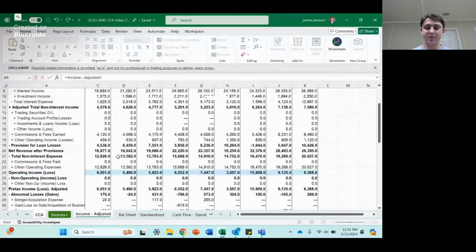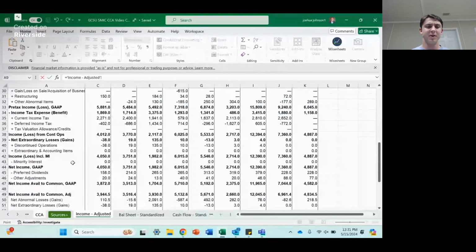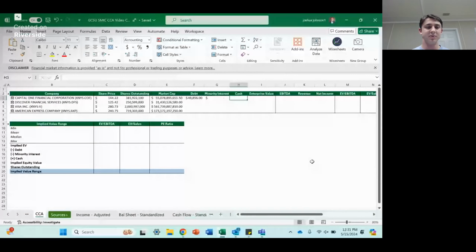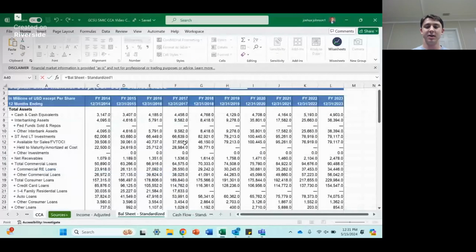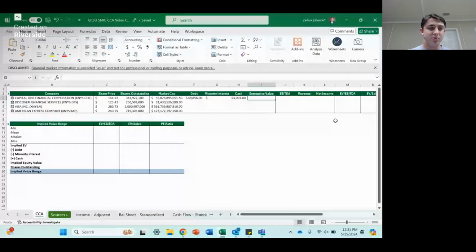And then we can find minority interest. So again, just do equals and then go into the income statement. It's typically toward the bottom, so that's where I like to go. Yeah, it's right here, right under income loss, including minority interest. It's 0, so you can still select it, doesn't matter. And then we're going to want to go to cash, and that's going to be on the balance sheet as well. Cash and cash equivalents, most recent year.